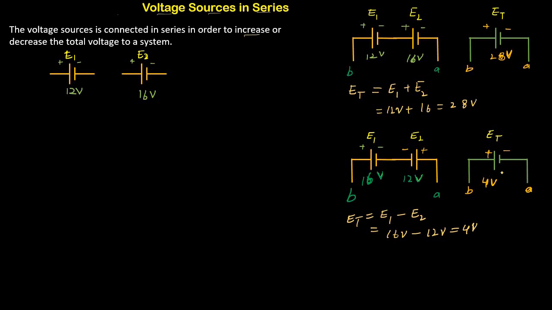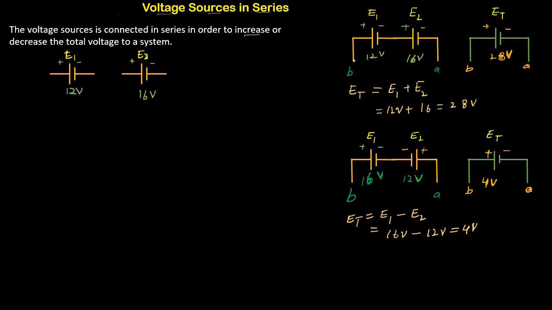And the polarity of this DC voltage source would be the polarity of the larger source in the series combination. So for the 16 volt source, the A terminal is more dominant and negative and the B terminal is more positive. So the B terminal is more positive as compared to the A terminal. And now the resulting direction of the current would be from the positive terminal towards the negative terminal.